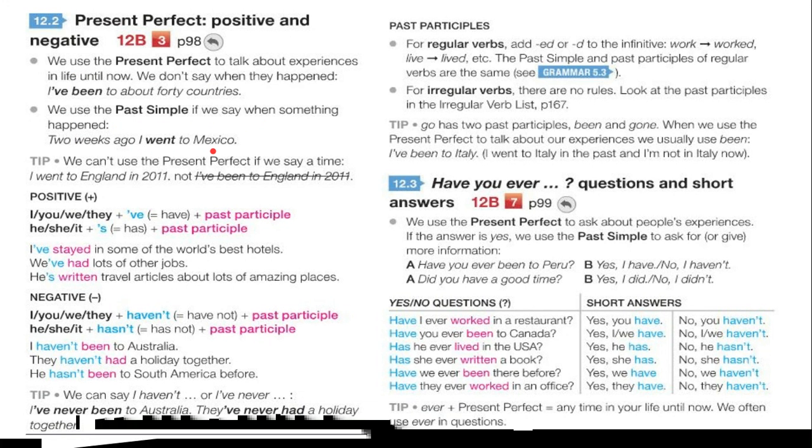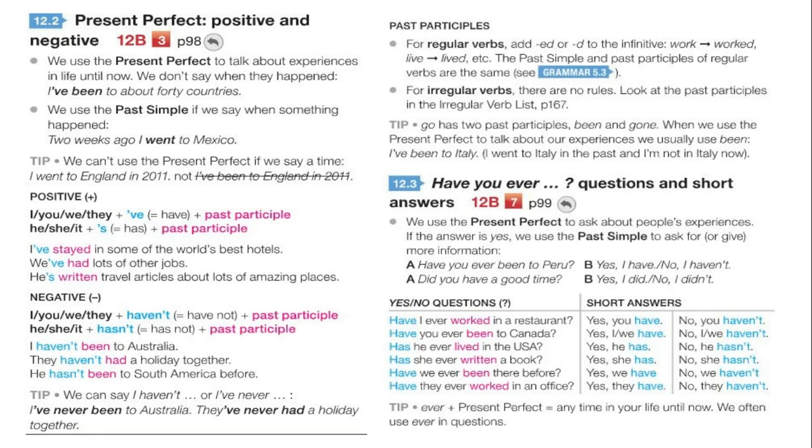Or you can say, I have been to Mexico. First, I have been to Mexico. I went to Mexico 2 weeks ago. I would rather say I went to Mexico 2 weeks ago than 2 weeks ago I went to Mexico.